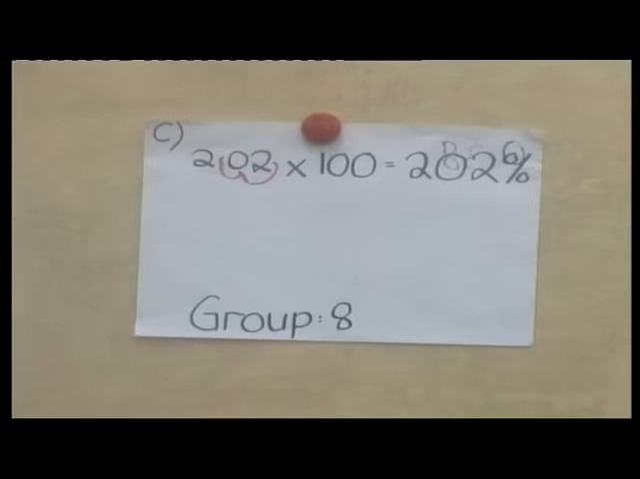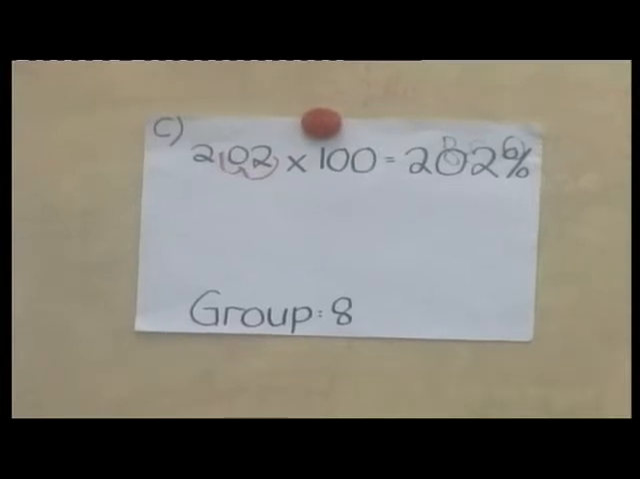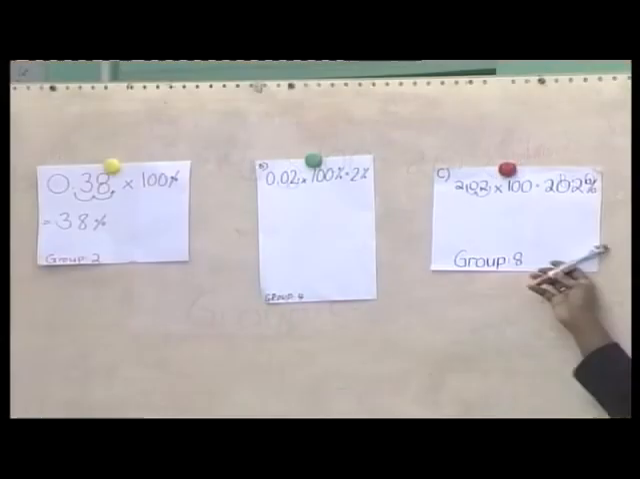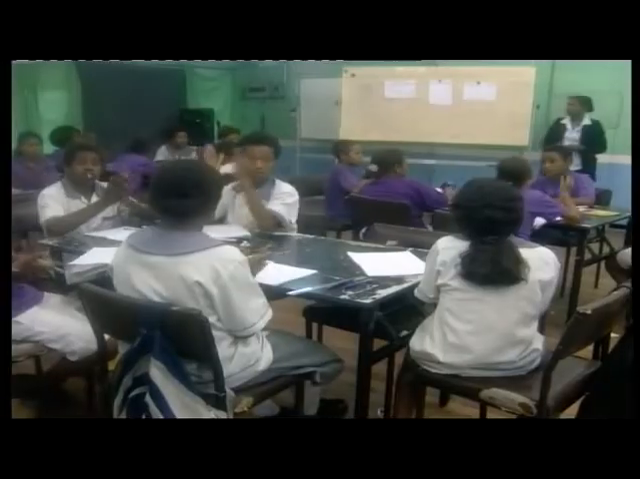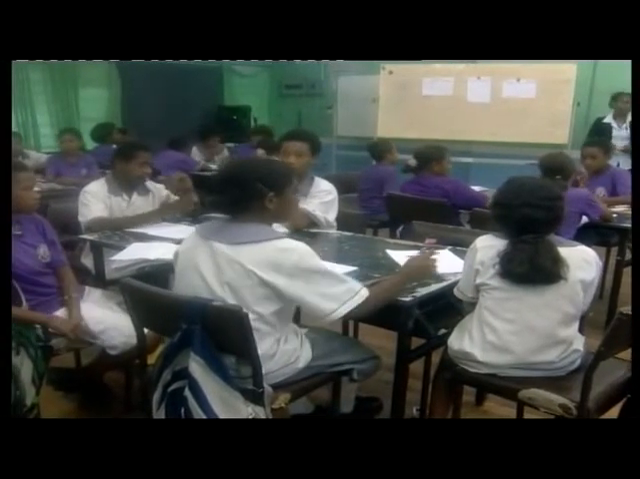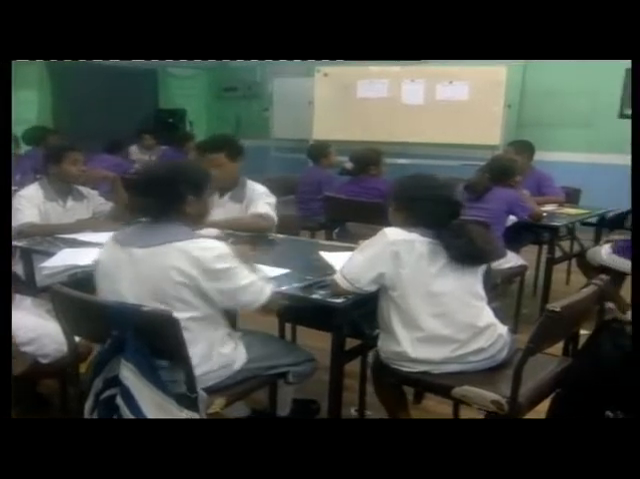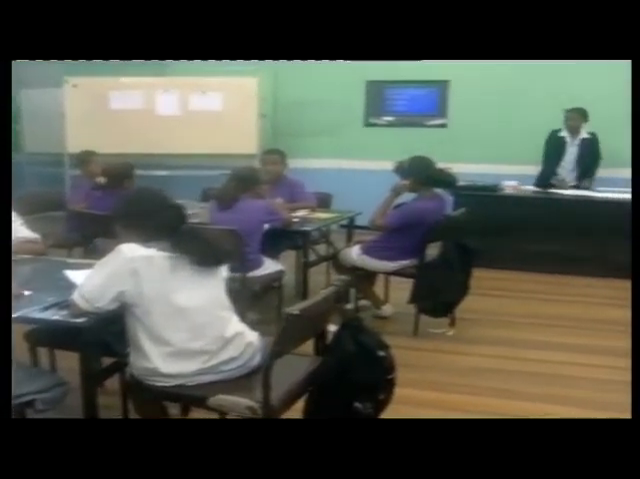So 202% is correct. So class, let's give 5 big claps to those groups that have shown their working out on this activity sheet, plus you others that have yours that's still yet to be checked by your class teacher. So together, 5 big claps. Okay, thank you. We will now move on to our lesson topic for today.